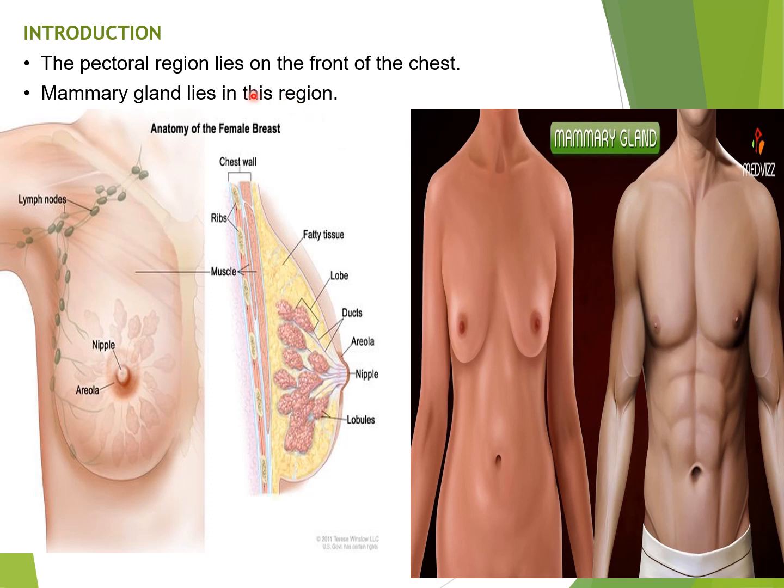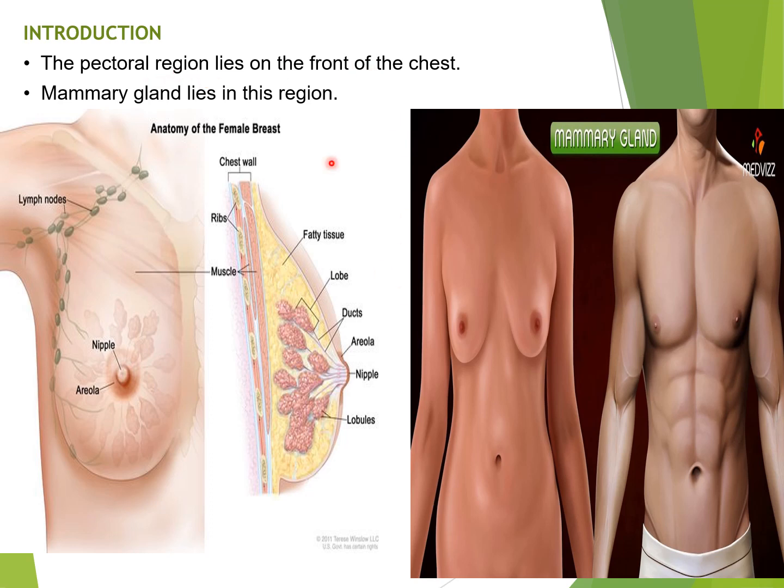So where is the location of the mammary gland? It is located in the pectoral region. That's why the pectoral region has been taught. If you remember my previous lecture, roll number 99, tell me what are the muscles of the pectoral region. Record your answer and send it to me.